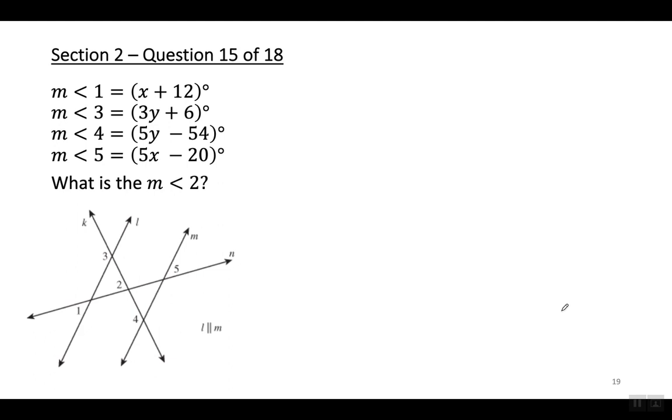All right, guys, number 15. I'm getting tired. All right, so this picture is exactly from the test. I just changed the values of each angle, but this is on the test. We got to find out what's the measure of angle 2. Esta foto, este diagrama está en el examen. Yo simplemente le cambié el valor de cada ángulo.